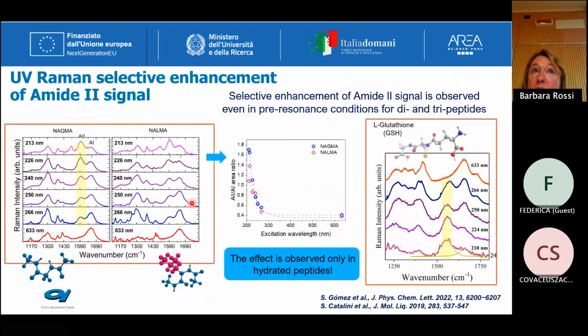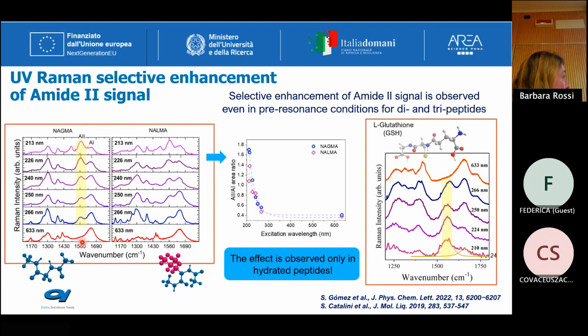It's very important to take account of this effect because here we have demonstrated, for example, that there are specific effects that we detect in UV resonance Raman spectroscopy. For example, the selective enhancement of this band that is called the amide 2 band. The spectra of protein or peptide are characterized by the presence of these bands that are associated to the amide bonds present in the sample.